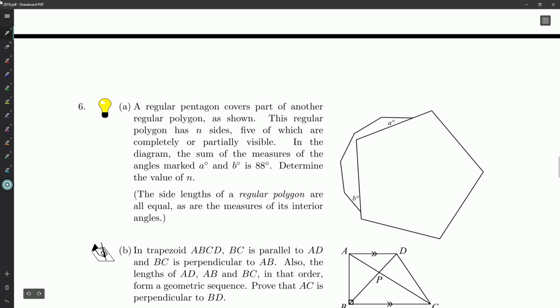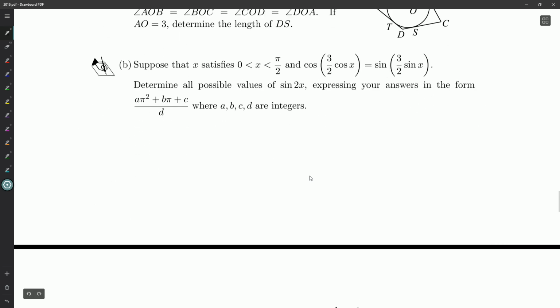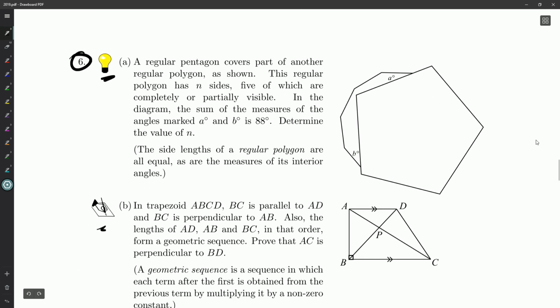We're on question number 6 now on our 2019 Euclid paper. So we still have a light bulb and a written. I think that's it, or is the... Yeah, it's writtens from here on out. Okay, so let's take a moment to enjoy our last light bulb question.